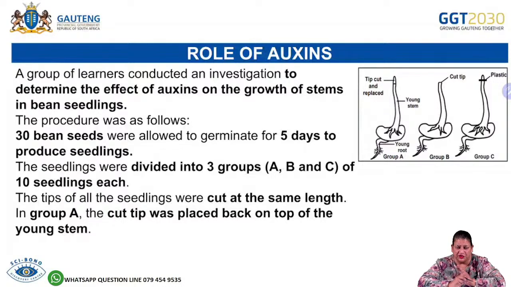And what were the first 2 things that we learned about? We said that the seedlings were divided into 3 groups, right? But in each group there were 10, 10, 10. Okay? And then you find now all of them were cut at the same length.